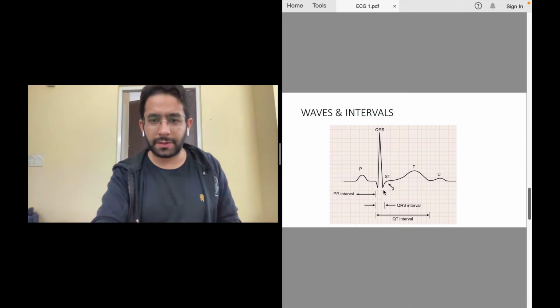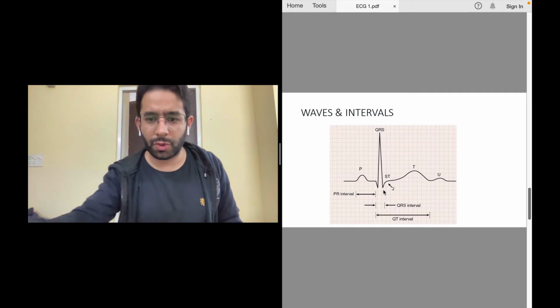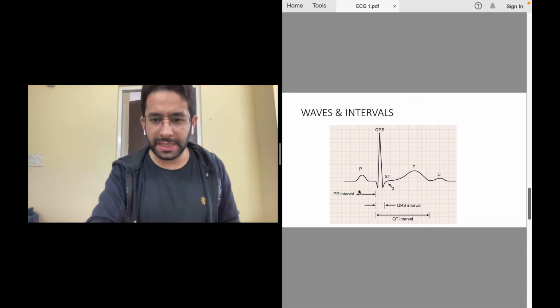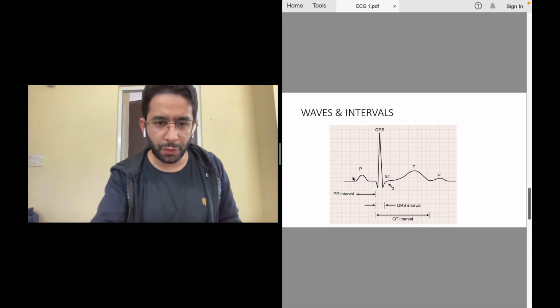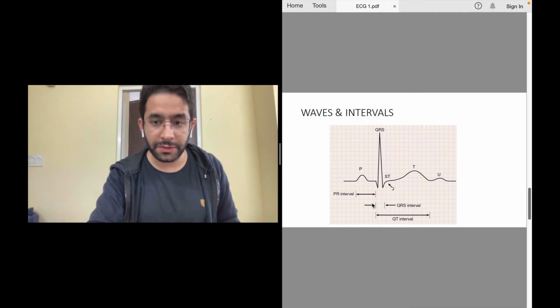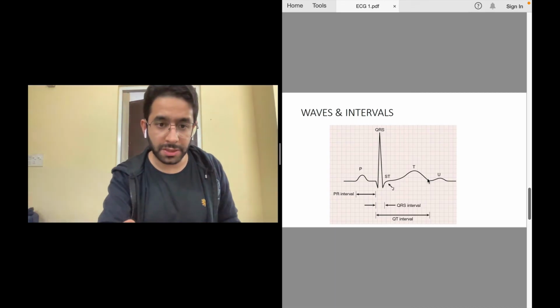Then another basic thing that we will cover in this lecture would be the waves and intervals. So what I want you to remember is that there are waves like P. P represents, as all of you know, depolarization of the atrium. QRS complex, which represents depolarization of the ventricle, and then an ST segment and a T wave, which represents repolarization of the ventricle.